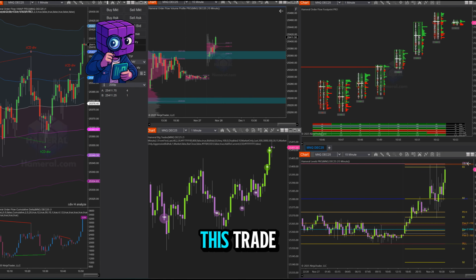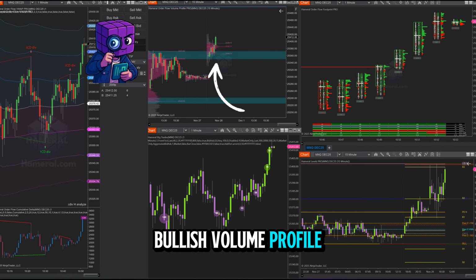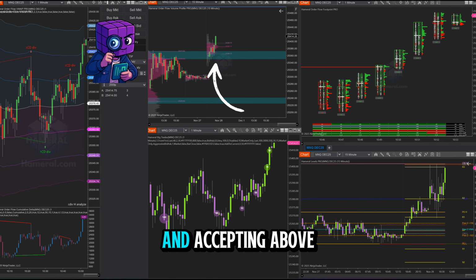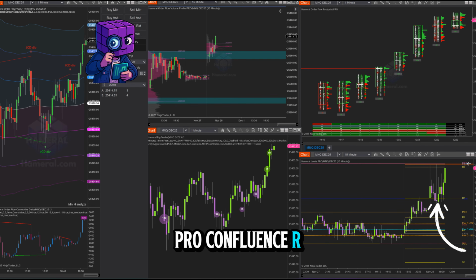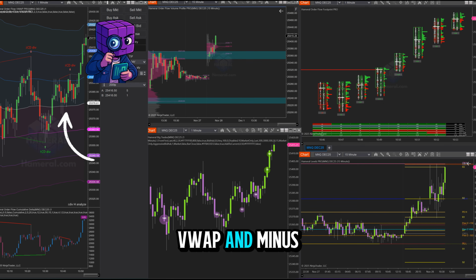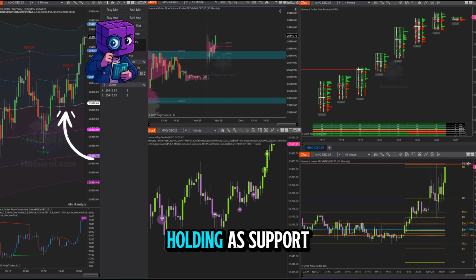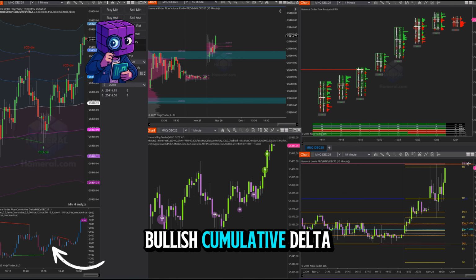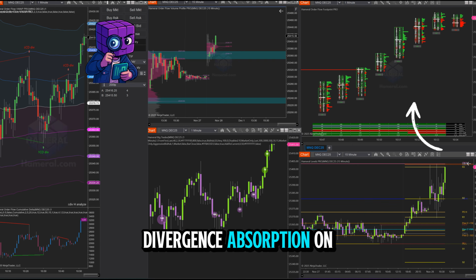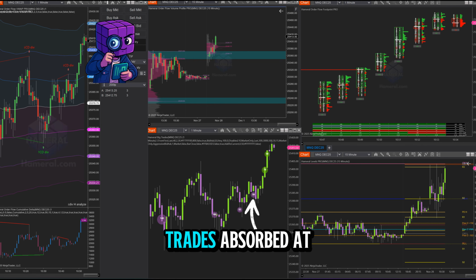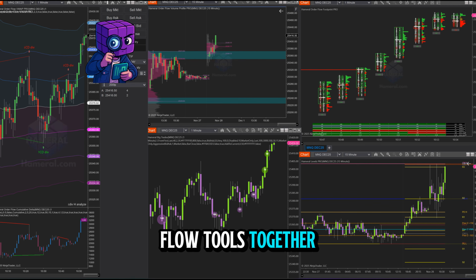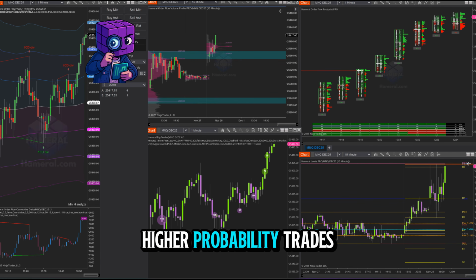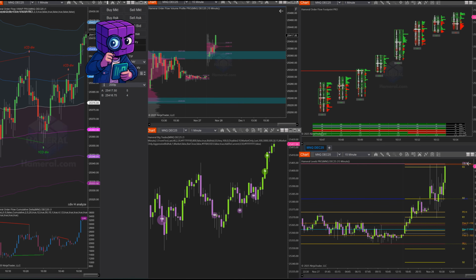Confluence checklist for this trade. Bullish volume profile context: price opening and accepting above previous VAH. Levels PRO confluence, R2 plus previous week high. VWAP and -1 standard deviation holding as support. Bullish cumulative delta divergence. Absorption on the footprint. Big trades absorbed at key levels. This is how you use order flow tools together to filter for higher probability trades instead of guessing.